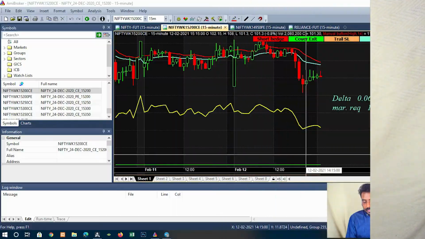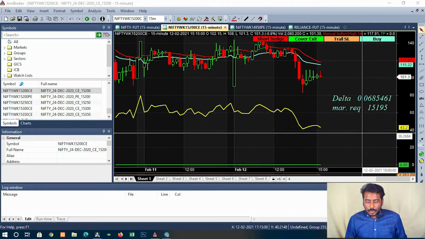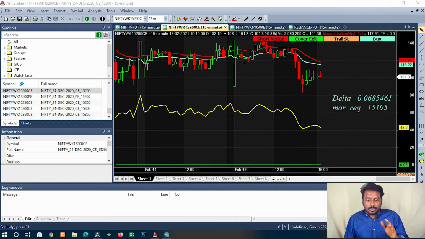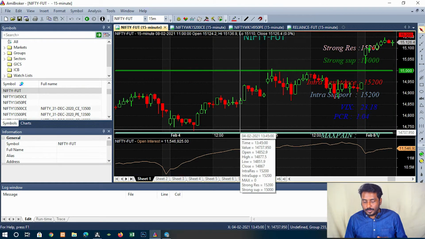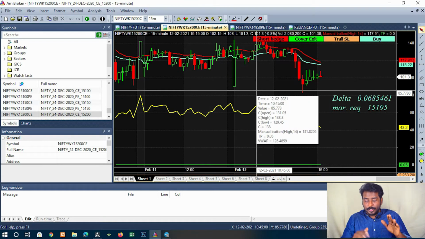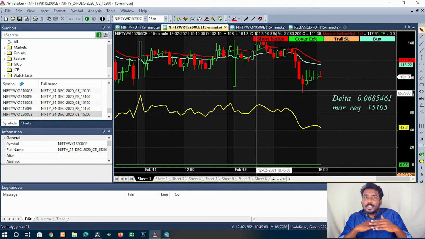Before that, let me share the screen. So now you can see the screen here. I have written an AFL code in my Amibroker. In the morning, normally first I monitor the Nifty, and I'll see if the Nifty future is going to move up, I'll know the market is going to be bullish.